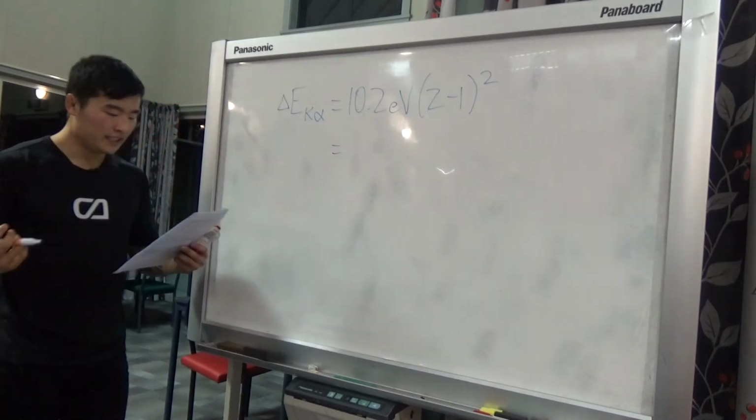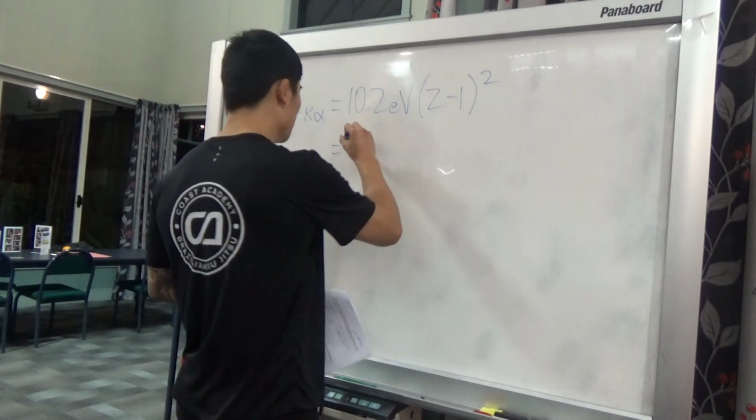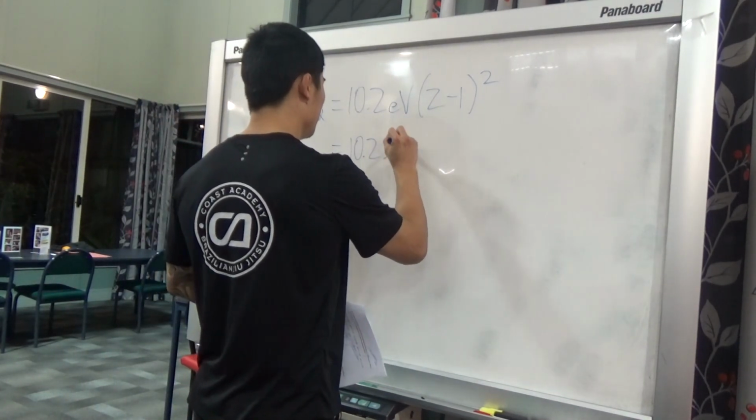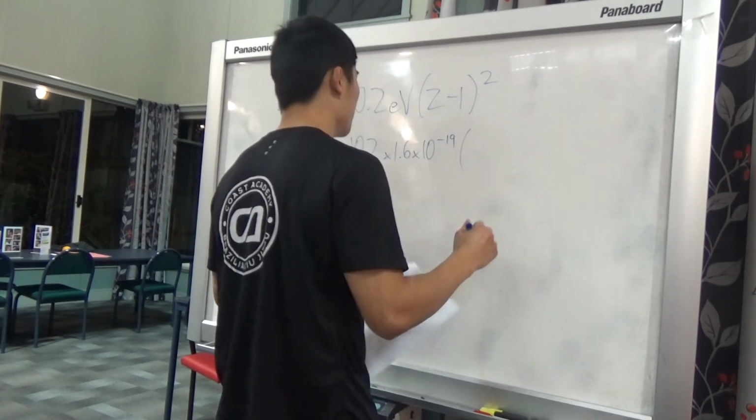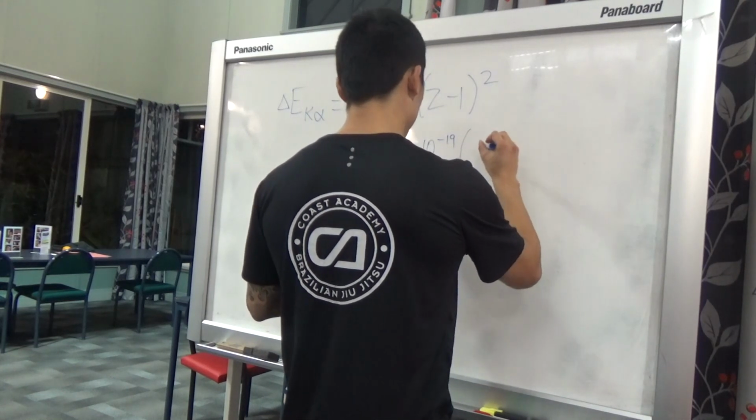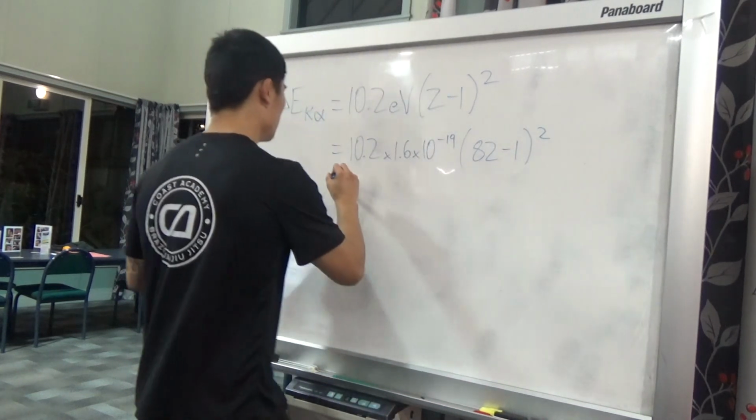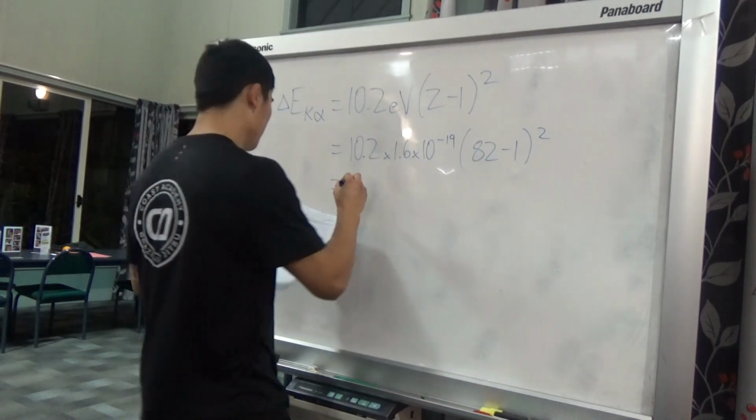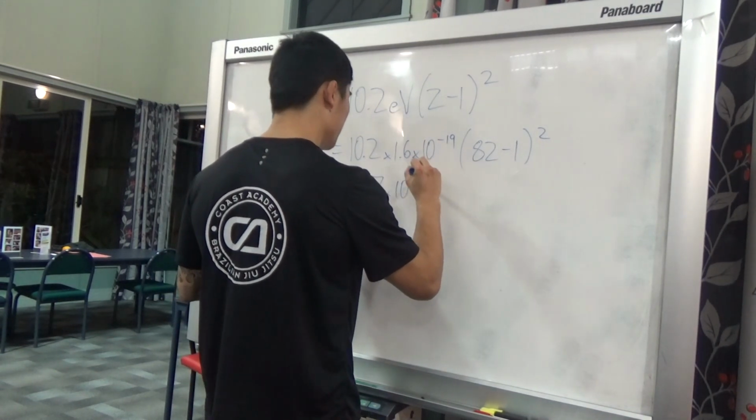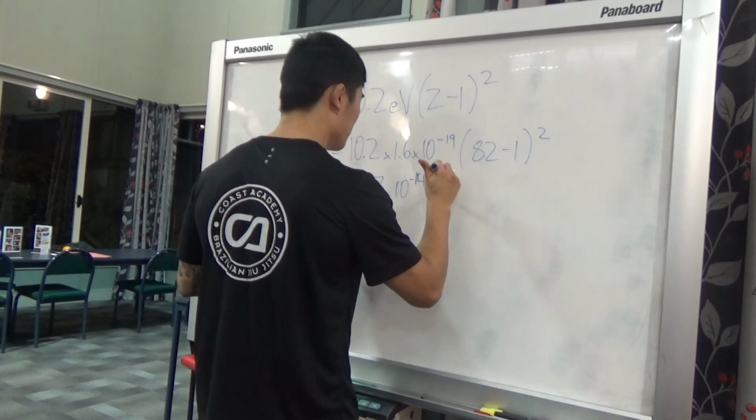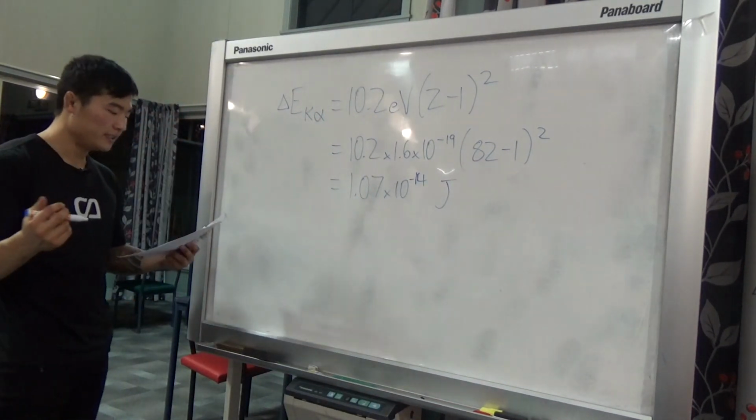So we're going to use the energy to find the frequency. So we need to have our energy in joules, which means that we're going to put in 1.6 times 10 to the negative 19. Z is equal to 82. So that's the number of protons. And that will give you 1.07 times 10 to the negative 14 joules. So that's your energy, your K alpha energy.